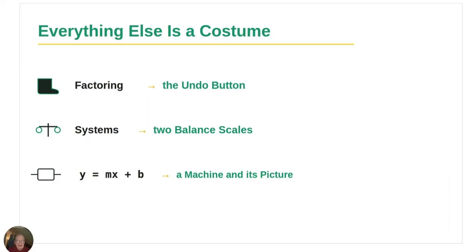So we have the undo button, which was represented by the shoes and socks example we had earlier. And then we have the balance scales, which is talking about equality and the equal sign and making sure that everything stays balanced on both sides. And then we have the machine, which is the equation, and then the picture of what we get when we put a number into the machine and get an answer out of the machine. And that picture is our graph.